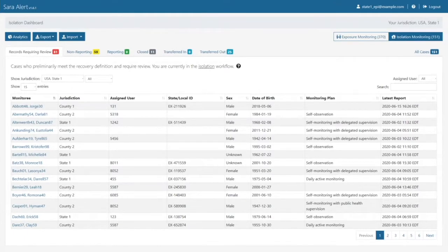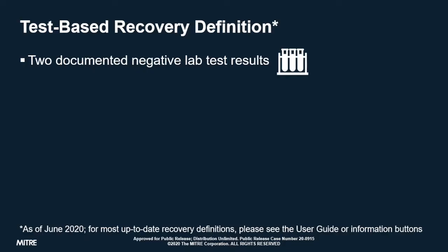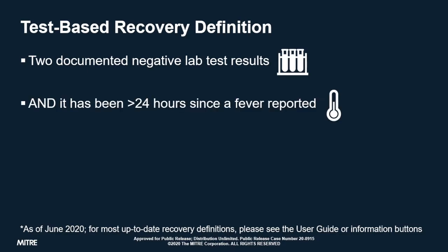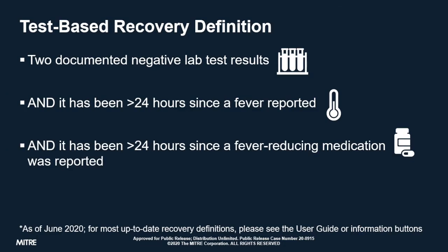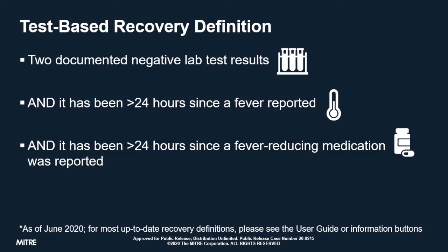As of June 2020, the system automatically moves records to the Records Requiring Review line list when any of the following conditions are met. The first recovery definition is test-based, which requires that there have been 2 documented negative lab test results and it has been more than 24 hours since fever was reported without the use of fever-reducing medication. This means that it must be at least 24 hours since a documented yes to fever and the use of a fever-reducing medicine in the reports section.